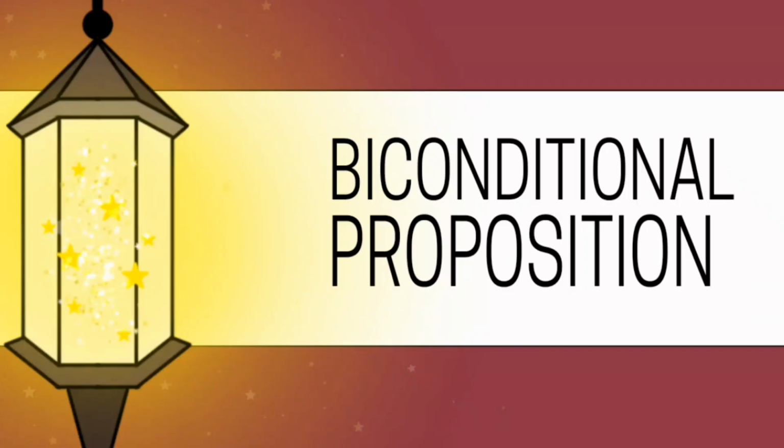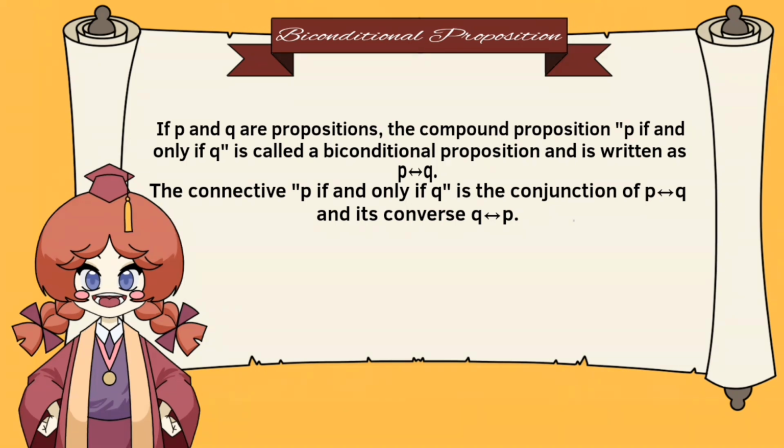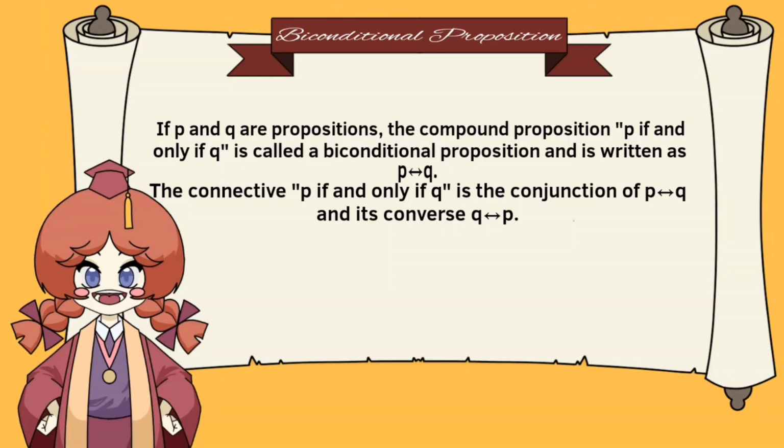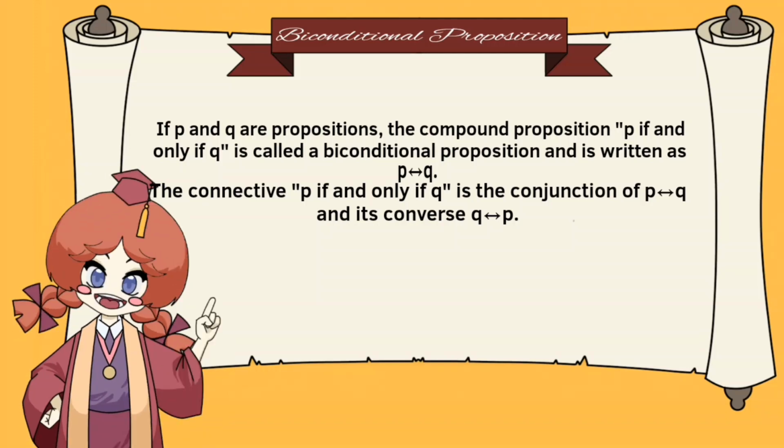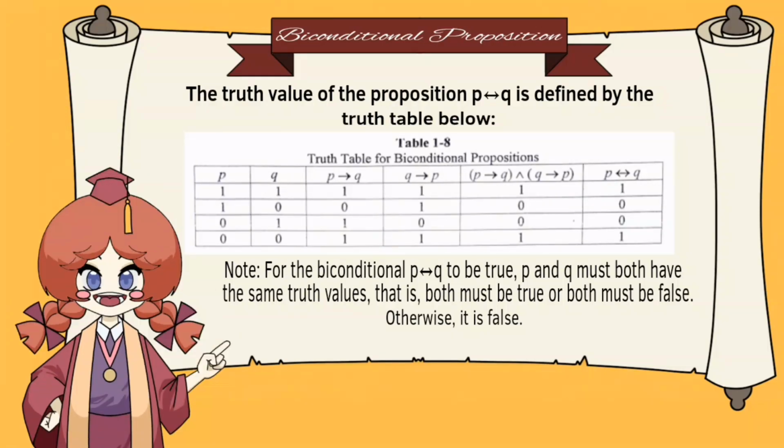Our lesson this time is about biconditional proposition. If P and Q are propositions, the compound proposition, P if and only if Q, is called a biconditional proposition and is written as P if and only if Q. The connective, P if and only if Q, is the conjunction of P if and only if Q, and its converse, Q if and only if P. The truth value of the proposition, P if and only if Q, is defined by the truth table below.